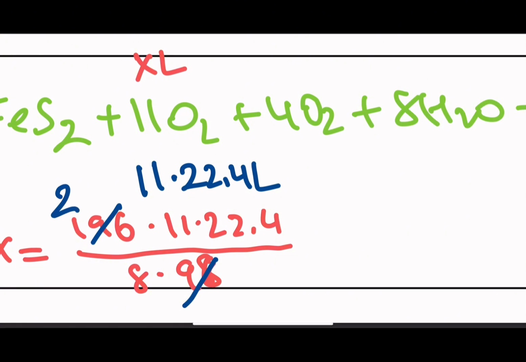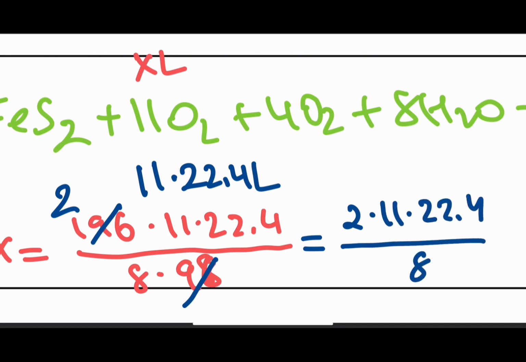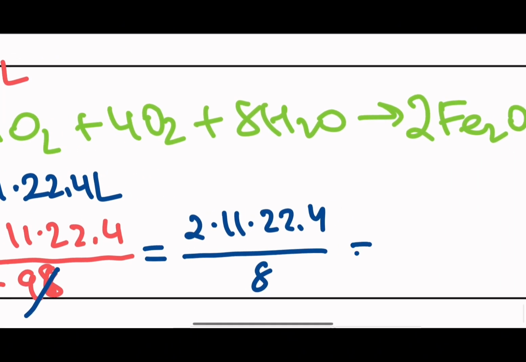Like, you will use the calculators, you won't need this, but it would be 2 times 11 times 22.4 divided by 8, and then the answer will be given to you, and I will do it right away on my calculator, which will be 61.6 liters.